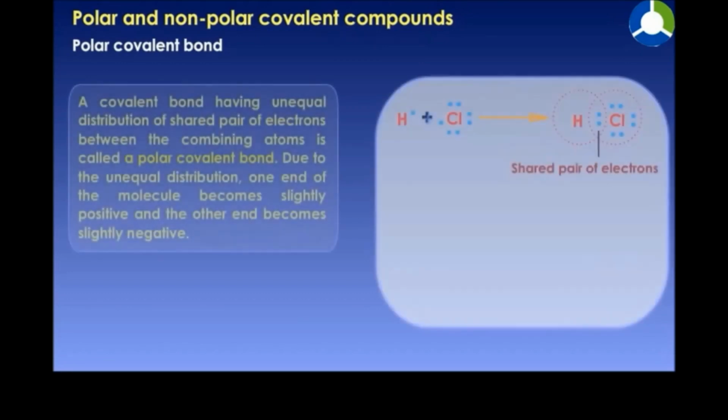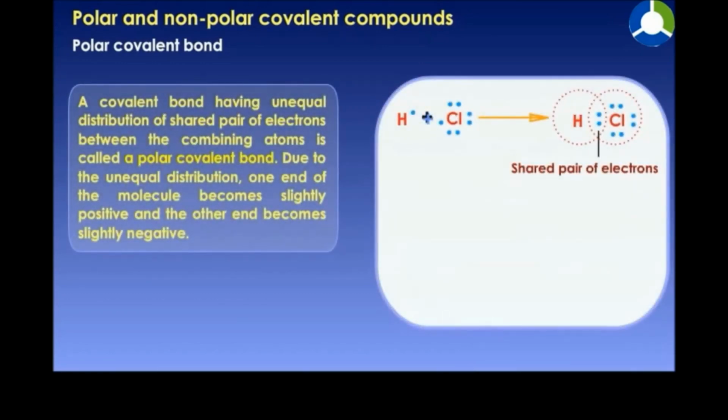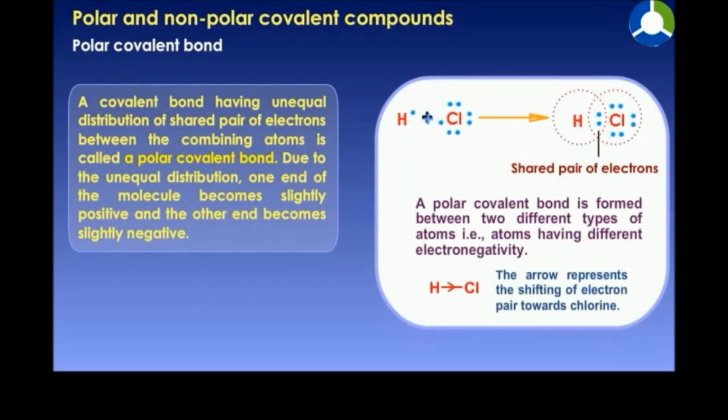Polar covalent bond. A covalent bond having unequal distribution of shared pair of electrons between the combining atoms is called a polar covalent bond. Due to the unequal distribution, one end of the molecule becomes slightly positive and the other end becomes slightly negative. A polar covalent bond is formed between two different types of atoms, that is, atoms having different electronegativity. The arrow represents the shifting of electron pair towards chlorine.